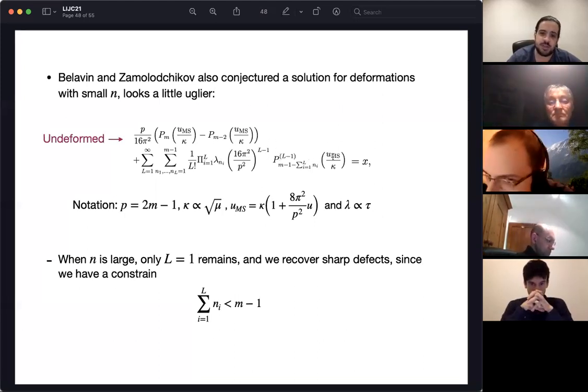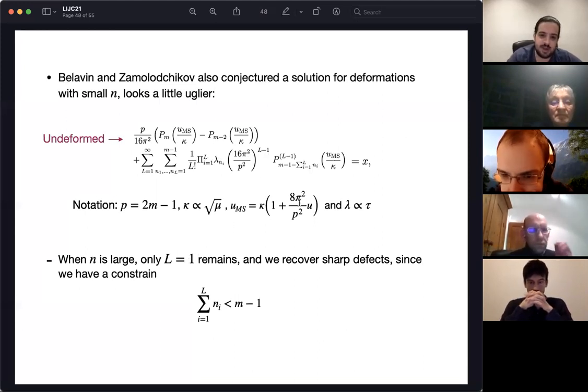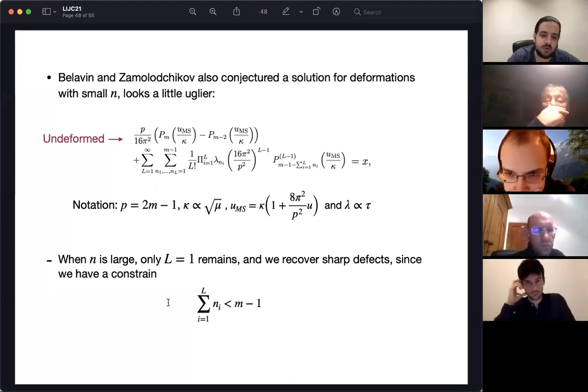And this is the string equation that completely determines the density of eigenvalues and the matrix potential up to the scaling limit in these models. And the special property of this is that when the sum over these n_i's, when you have several of these deformations, is smaller than some bound, then only the term with one power of the coupling survives. And that's what I wrote before. But if n is small, then you have to sum over L and you have higher order terms.